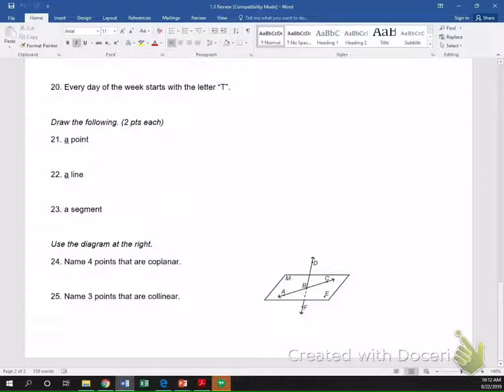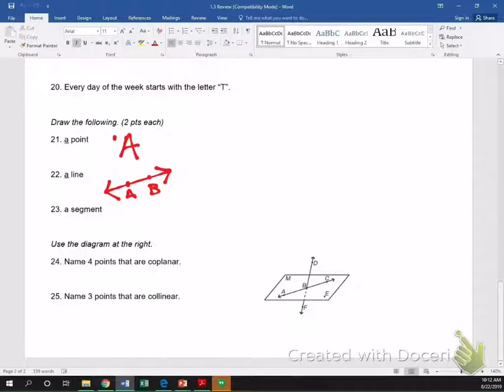Wow. Draw a point. What does a point look like? A dot. Usually it has a capital letter next to it. What does a line look like? Arrows. Somebody said it. And if you want to put 2 points on it, you can. If you don't put the 2 points on it, that's fine too. The part we're looking for are the arrows. If you are missing the arrows, you are getting it wrong.